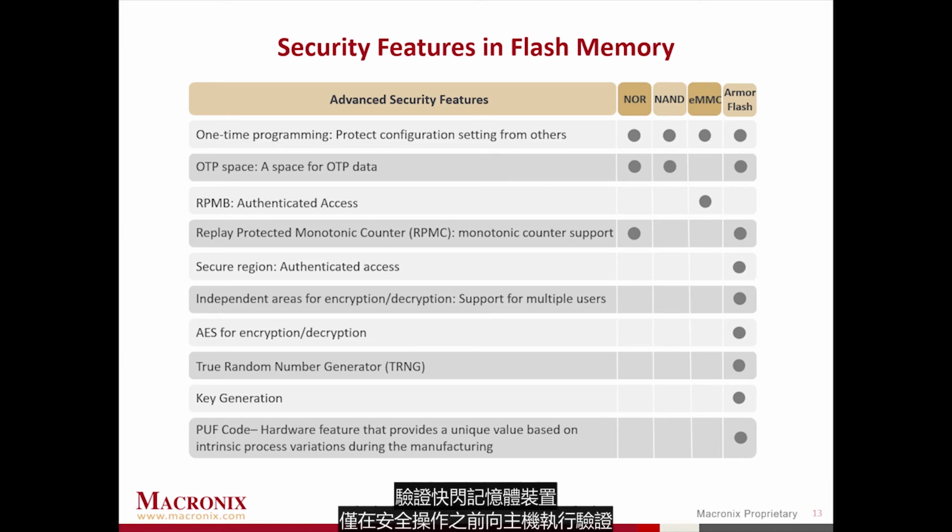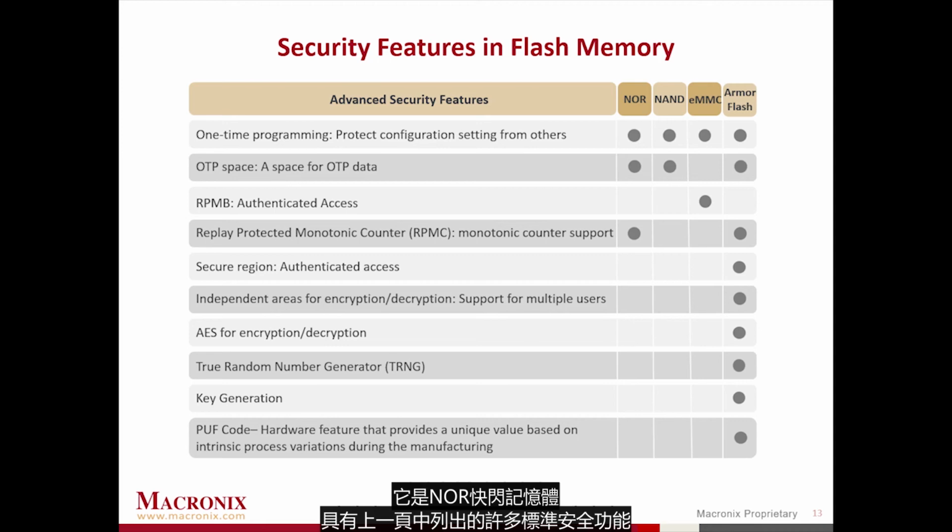Authentication flash devices only perform authentication with the host before a secure operation. A good example of this would be the RPMB feature in the Macronix eMMC product. Full-featured secure flash devices perform authentication and encryption along with a full range of additional security features. A good example of a secure flash with advanced security features is the Macronix Armor Flash Generation 1 product.